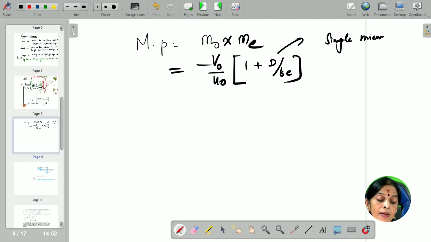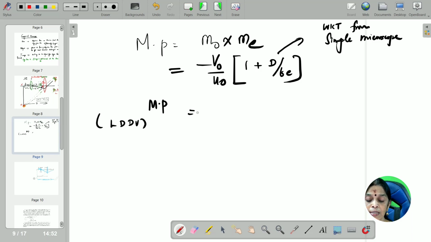We already learnt it and already derived it. So you may be wondering, in the examination, do we need to derive the simple microscope and show? Not at all. You can simply say that from simple microscope we know that it is 1 plus D by FE. Therefore, magnification power for the image at LDDV can be simply written as minus V naught by U naught into 1 plus D by FE.